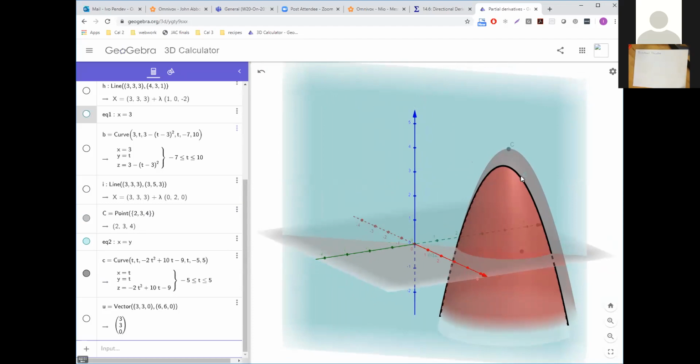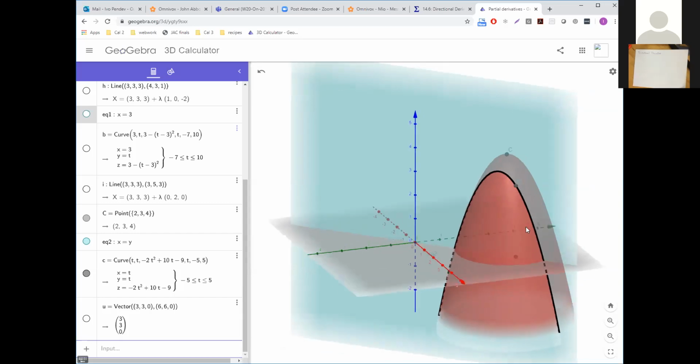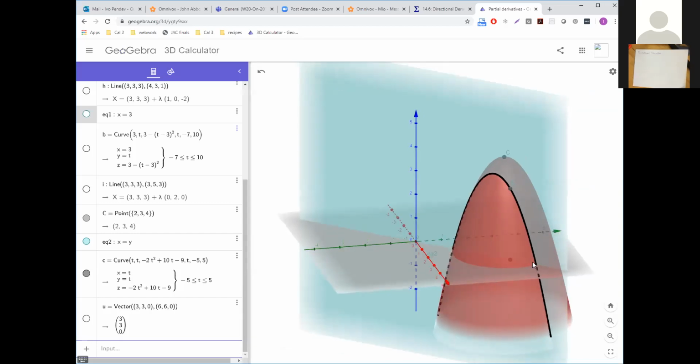So can we find the derivative of this curve right at the point B? Well, the answer is yes, and that's called the directional derivative. Why? Because we have a particular direction in which we're looking for that derivative. The directional derivative will give us nothing else but the rate of change of the curve at the point B.